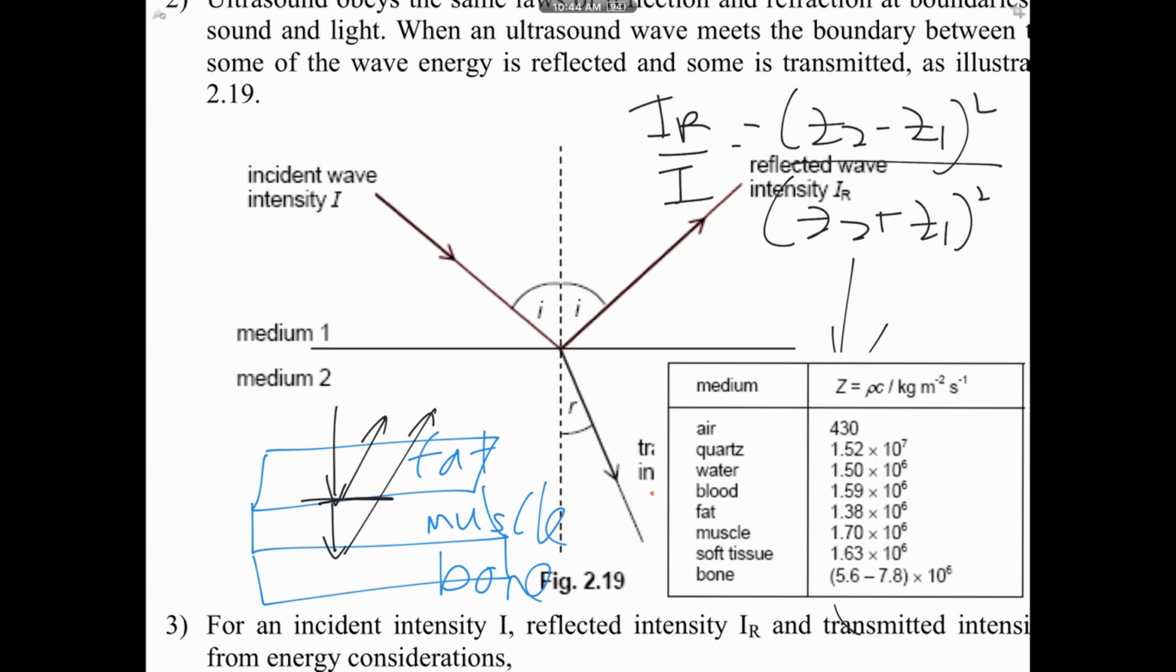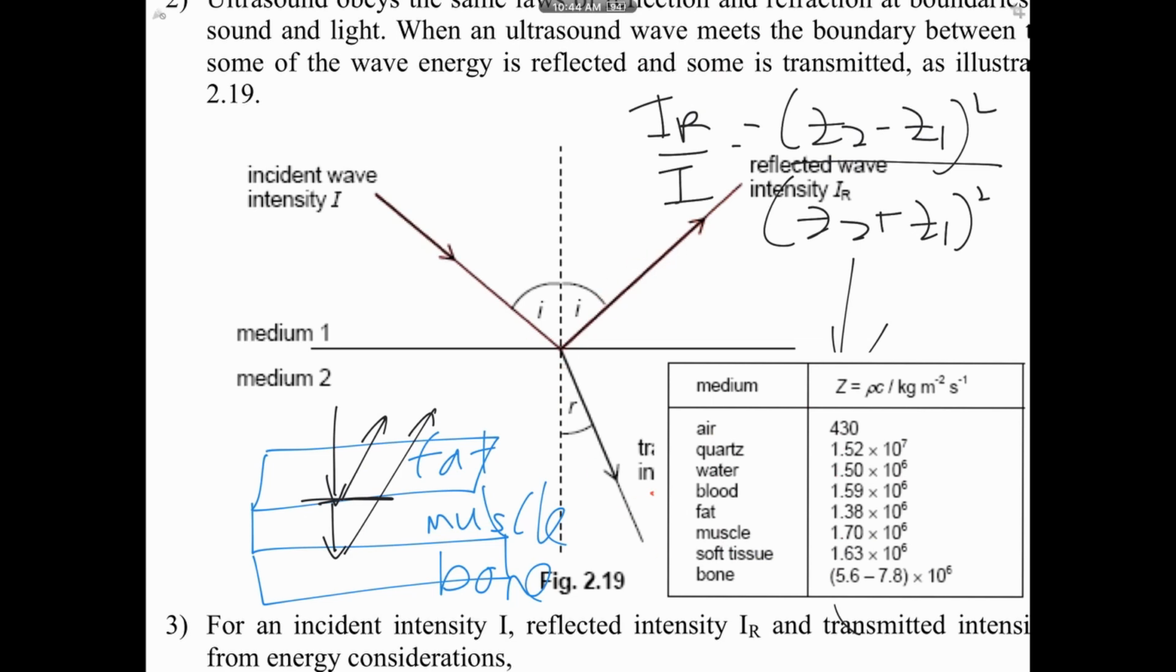That means almost 1. What does it mean? Almost everything that you send in is reflected. Nothing goes in really, which is why they must use a water-based gel. If they use a water-based gel on your skin first, then the boundary will be water and soft tissue. Water and soft tissue, the values are very similar. So you will get 0.00 something or 0.0 something. Very small value. So in other words, very little is reflected and most of it is transmitted.